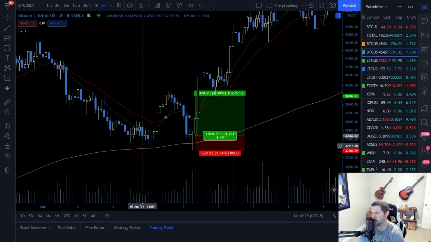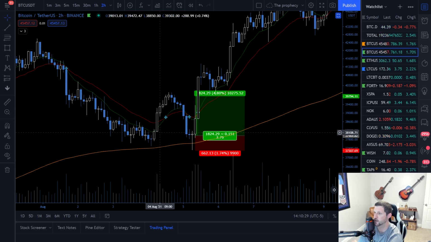Okay. But you also notice here, we didn't retest support. So there's always that risk of retesting this major support. Like we were so close to the 99 SMA, then we finally tapped it and that's when we bounced.